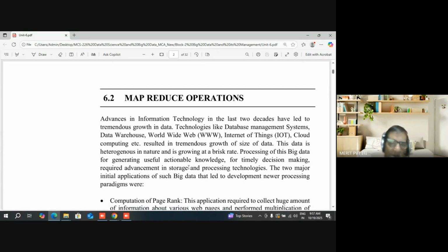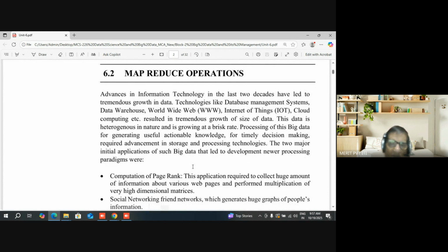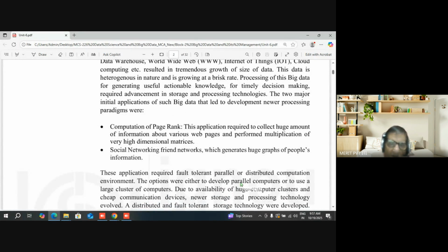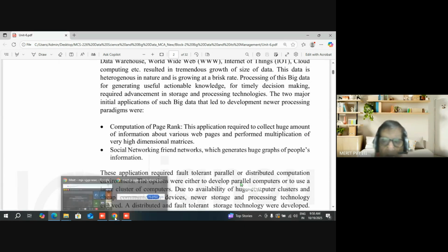So let us see MapReduce operation. Advances in information technology in the last 2 decades have led to the tremendous growth of data, like database management systems, data warehouses, World Wide Web, and all these things. So computation of page rank, this application requires collecting huge amounts of information about various web pages and performing multiplication on the high dimension.